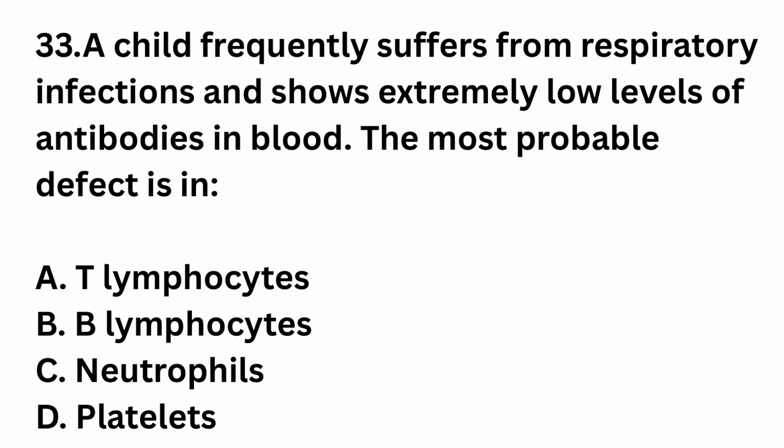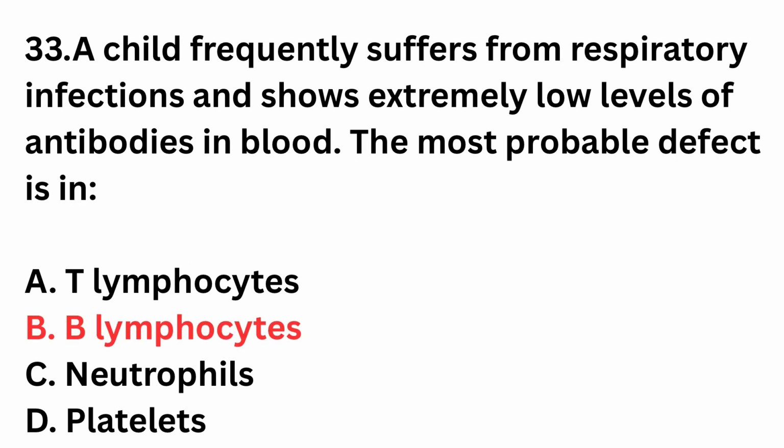Question number 33. A child frequently suffers from respiratory infections and shows extremely low levels of antibodies in blood. The most probable defect is in T lymphocytes, B lymphocytes, neutrophils, platelets. The right answer is option B, B lymphocytes. B lymphocytes differentiate into plasma cells which produce antibodies. Deficiency in B cells results in reduced humoral immunity and recurrent infections.